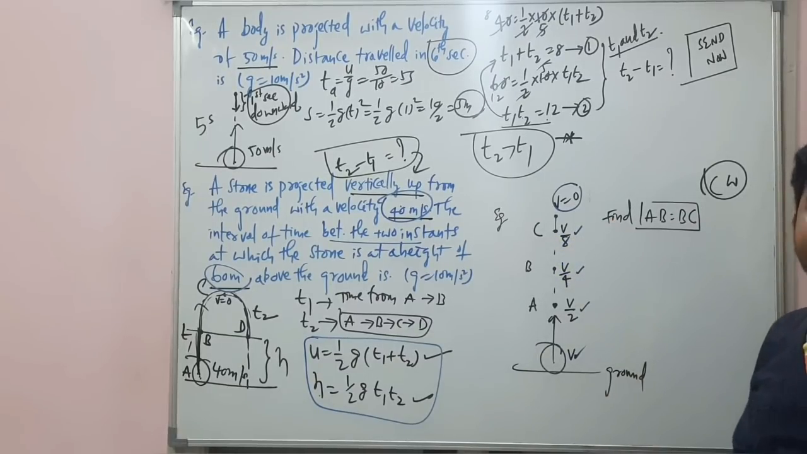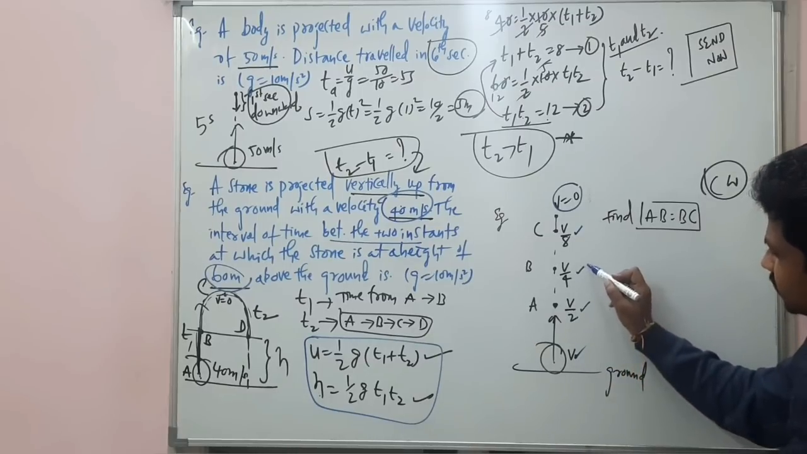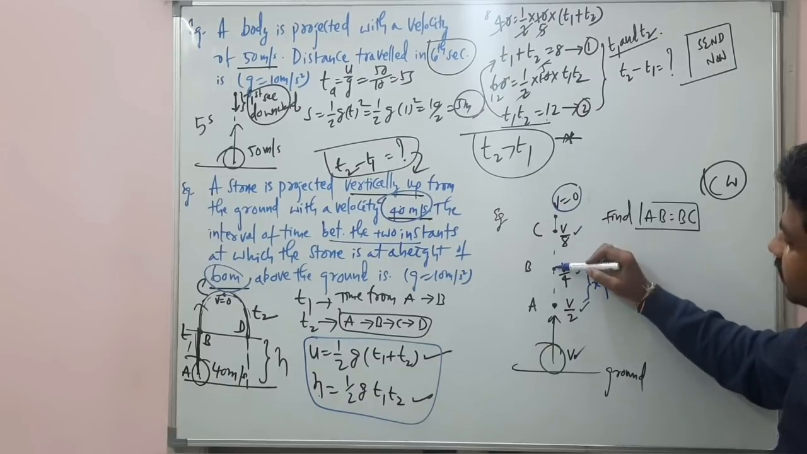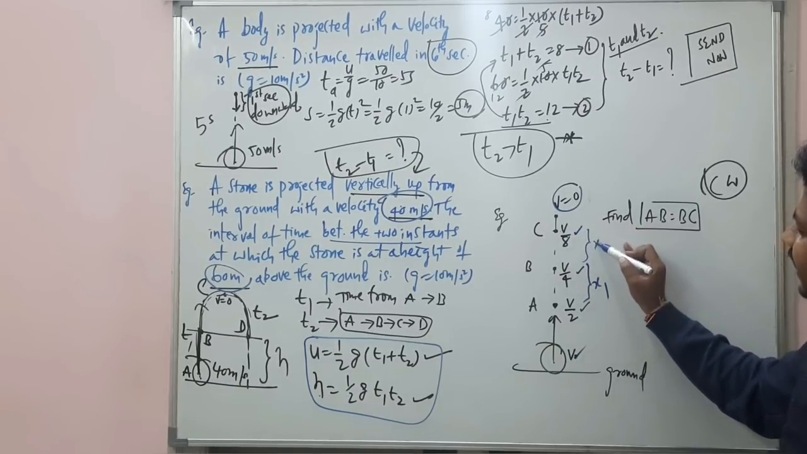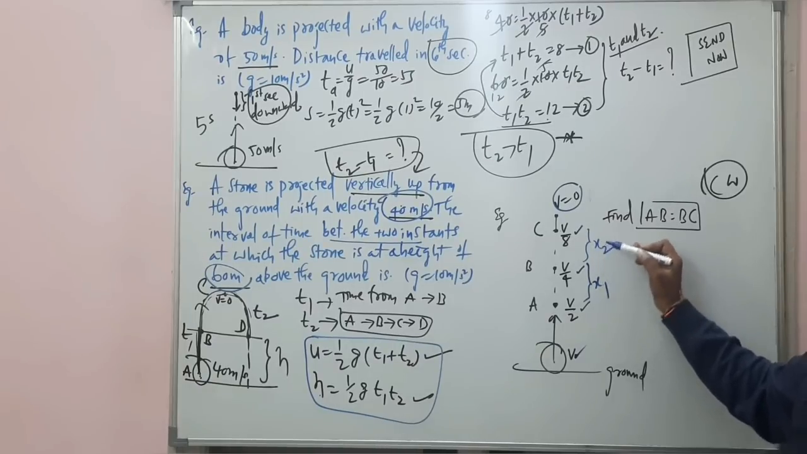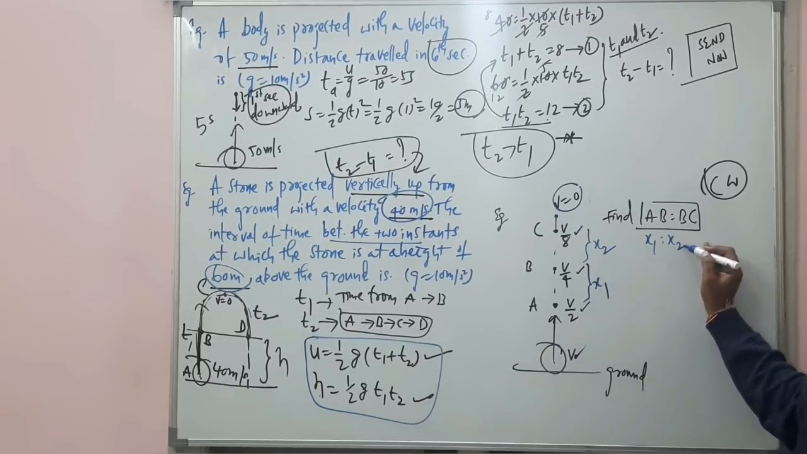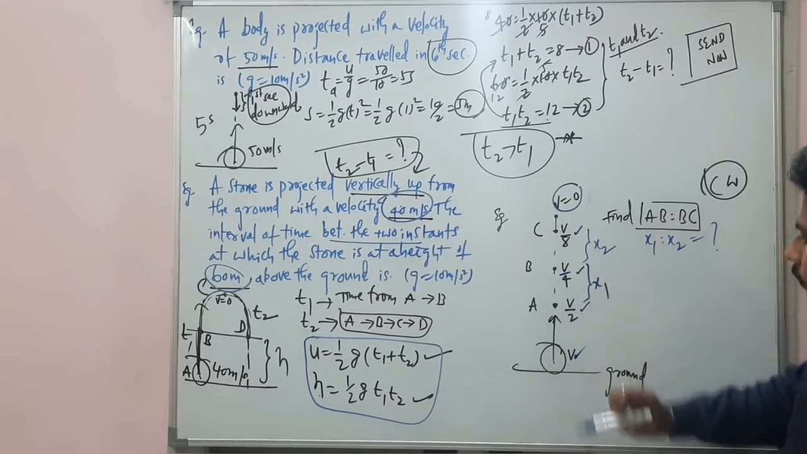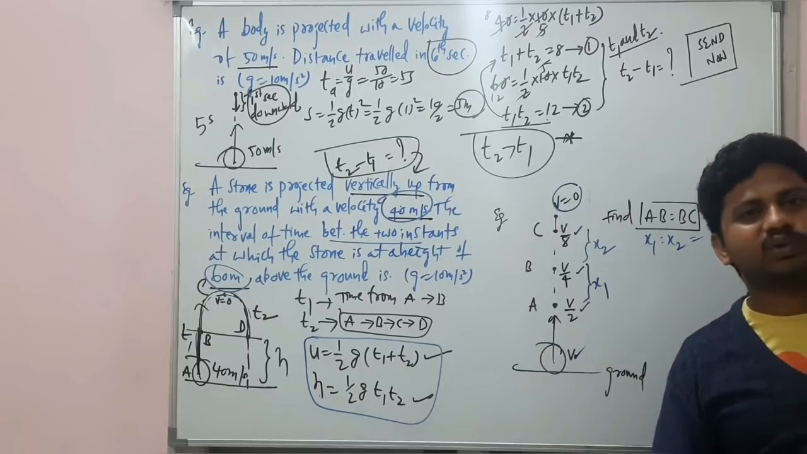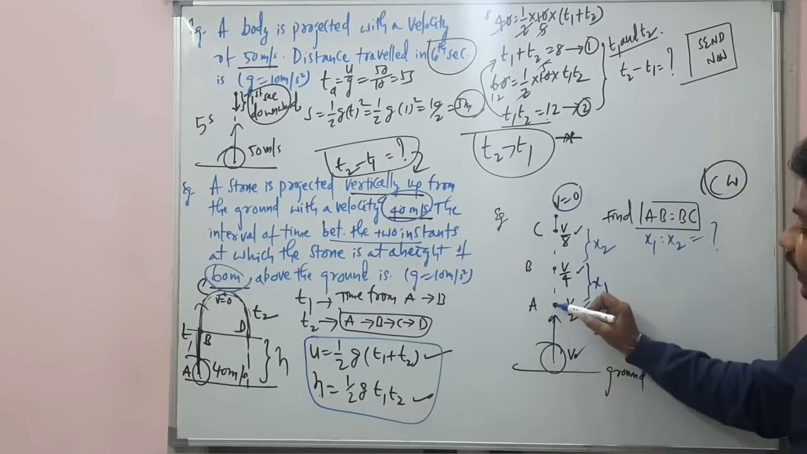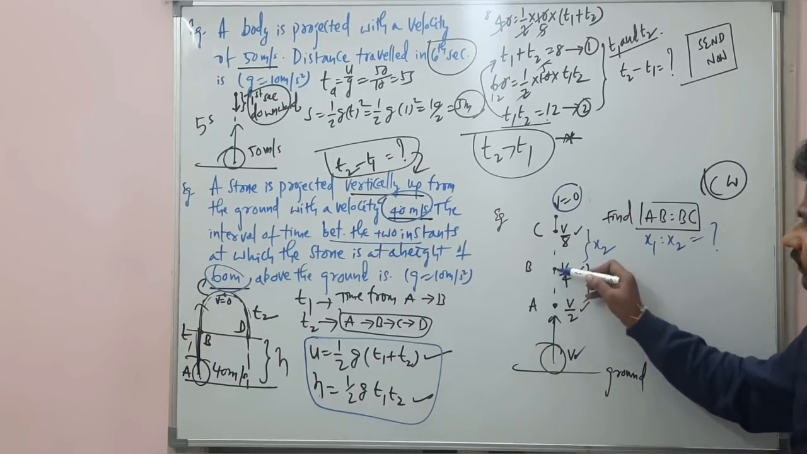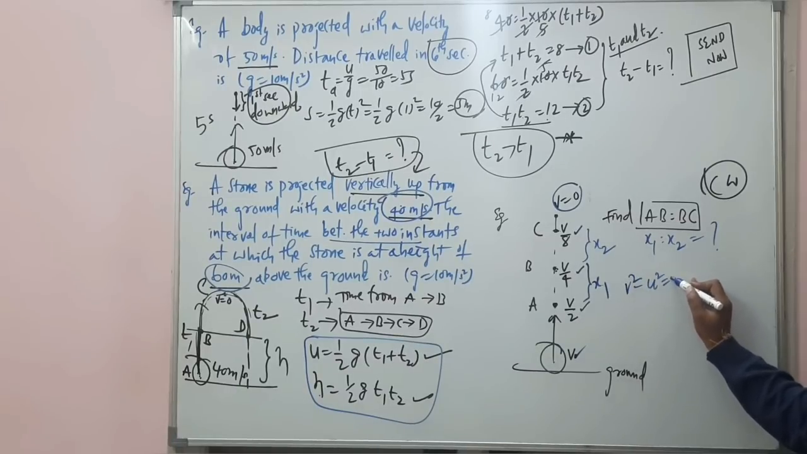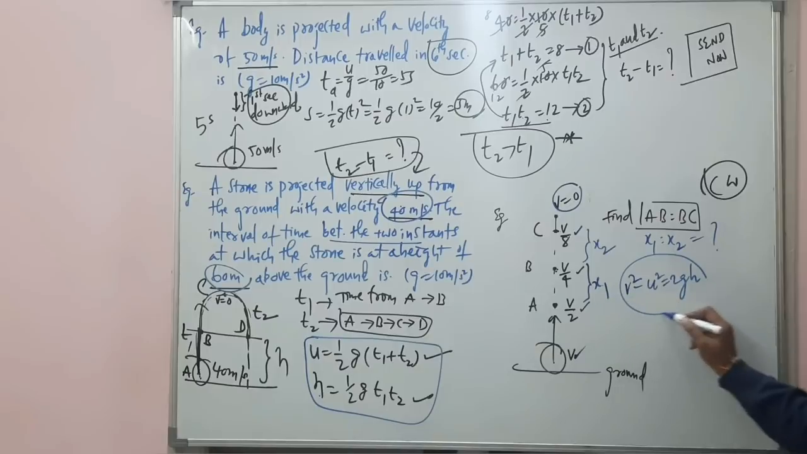How to solve? I will give you a hint. Imagine the distance travelled from here to here is x1, and the distance travelled from here to here is x2. So you need to find the ratio of x1 and x2. It's so simple. In between these two points apply the formula v square minus u square is equal to 2gh, because u and v we know. So you apply v square minus u square is equal to 2gh.